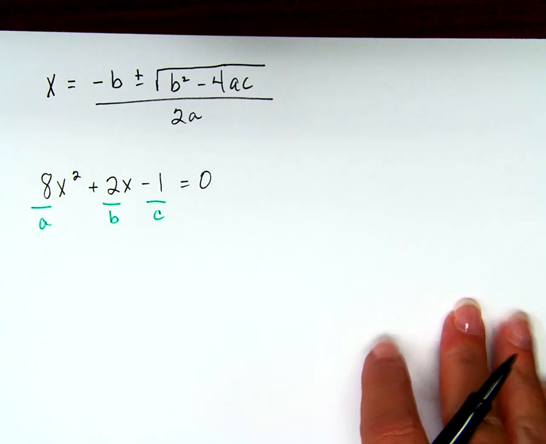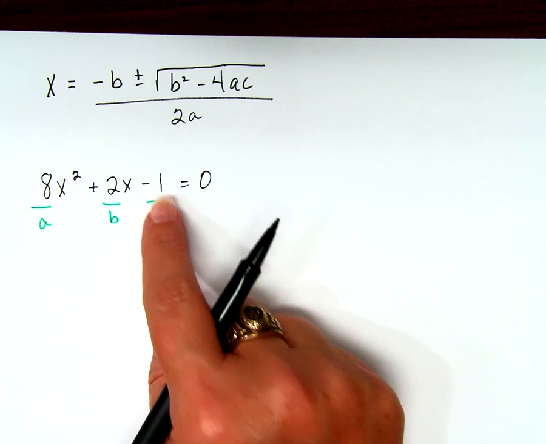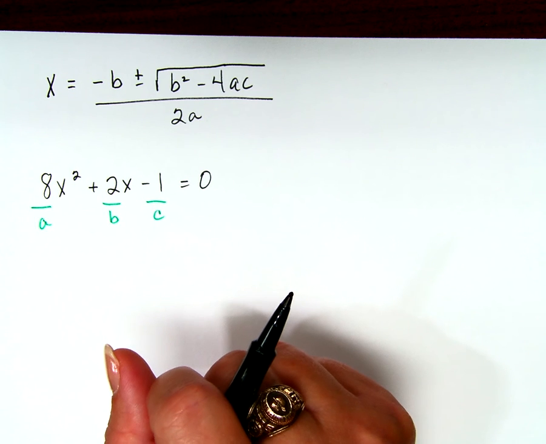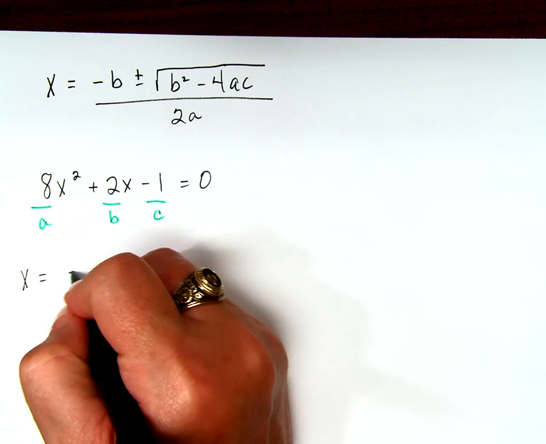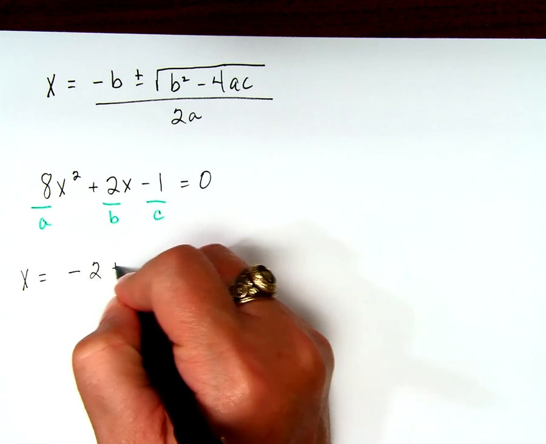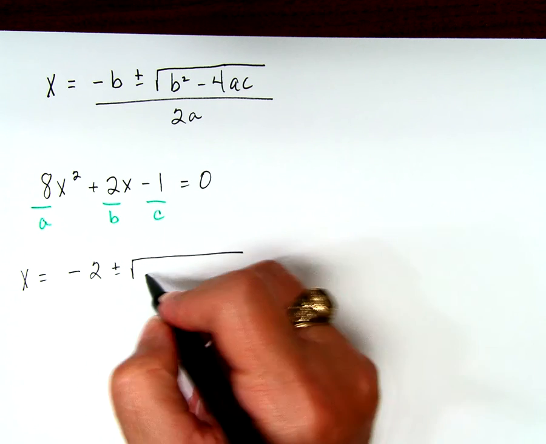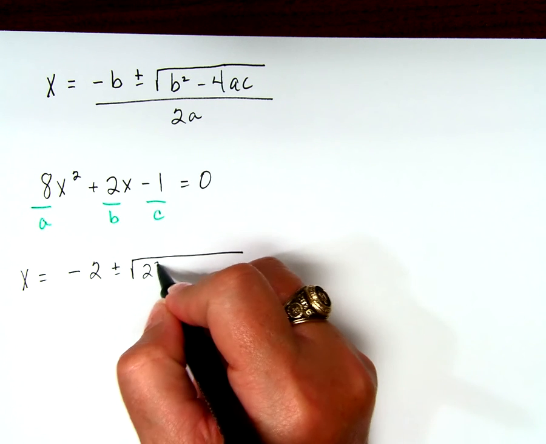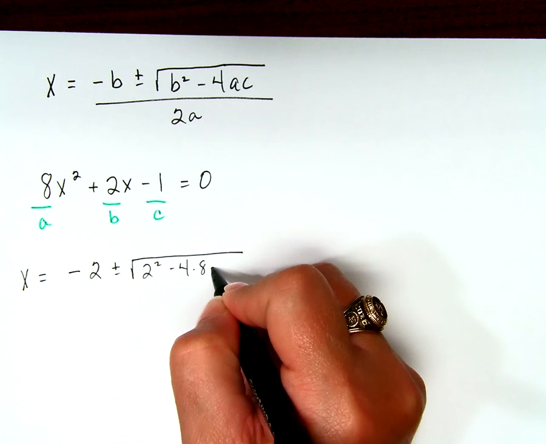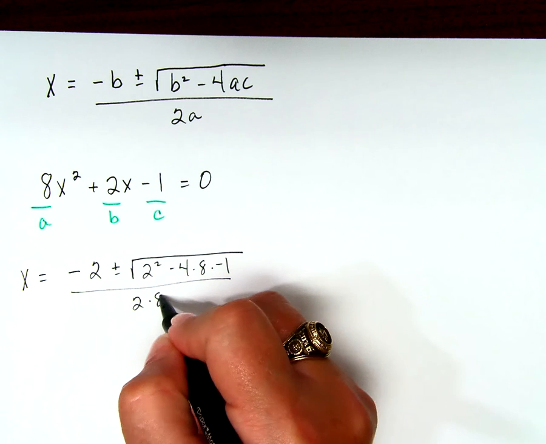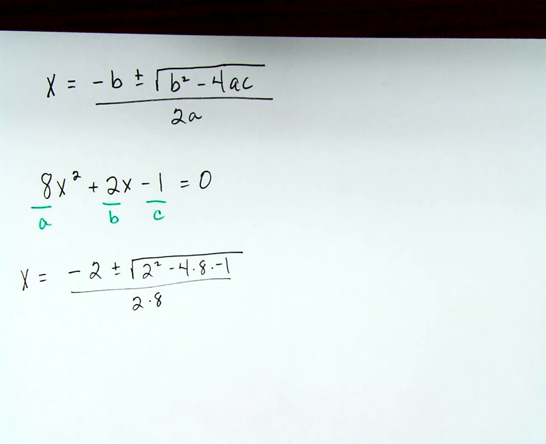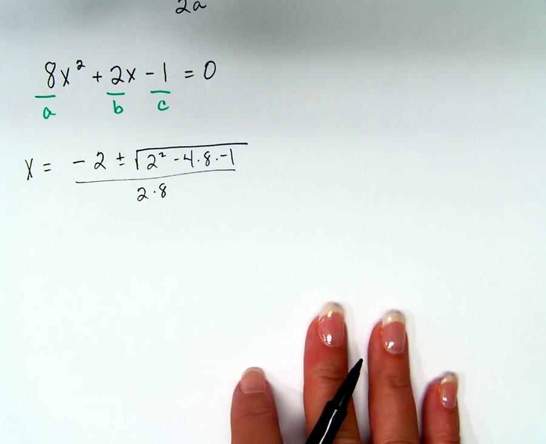Is it really that important that I pay attention to the sign in front of the number? Yeah. Big deal, right? X equals negative b plus or minus the square root of b squared minus 4ac all over 2a. Okay so far?